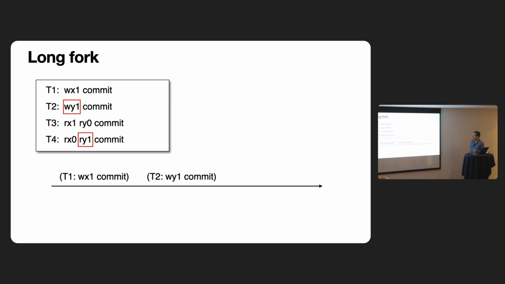Then, for serializability, we have T4. It reads one from Y, so that means it has to come after T2, right? So I have to put T4 over here. But then, okay, that's fine. But then the read from X is invalid, because there is a write to X over here, so it should read from X over here, right?